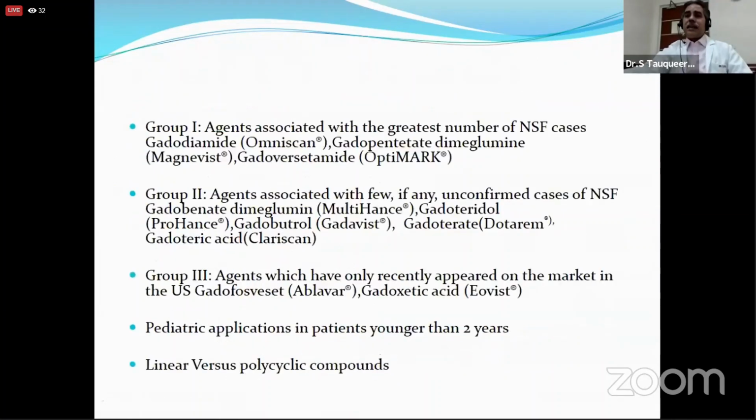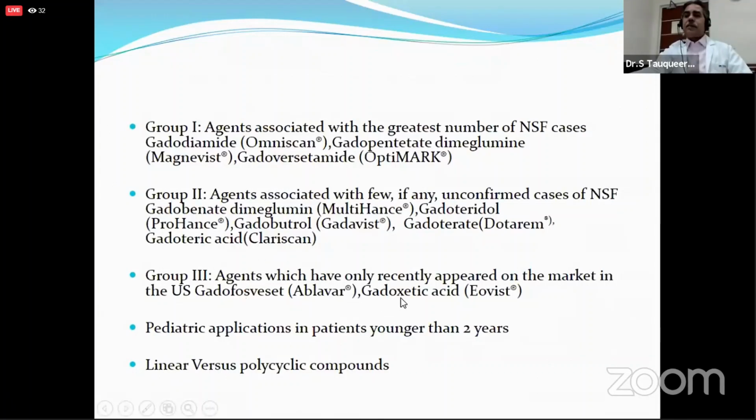So this is about the class of compounds, the gadolinium compounds. This is group 1. They are mostly composed of the linear compounds. Now most of them have been withdrawn from the market or reduced in use. Focusing now on group 2 compounds, which may be gadobutrol or gadoteridol or gadoterate, with the gadoteric acid introduced by GE, the Clariscan, the Gadavist, are relatively safe compounds. NSF has not been associated with these compounds. Even retained gadolinium is not associated with these compounds.